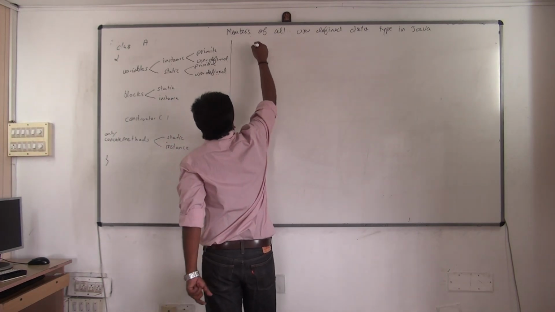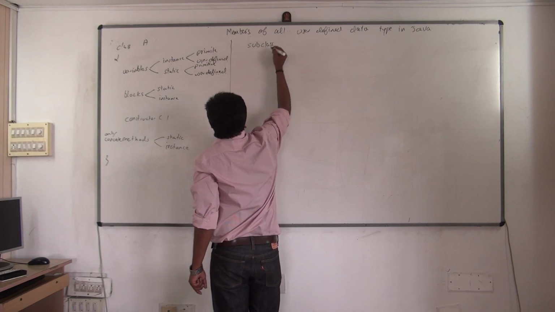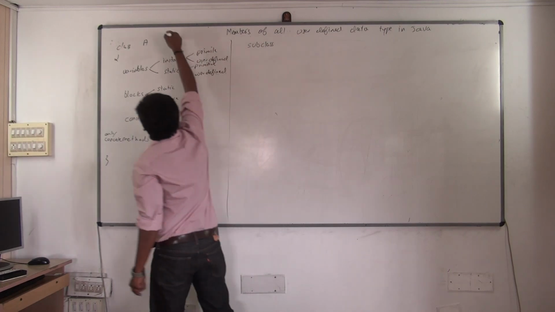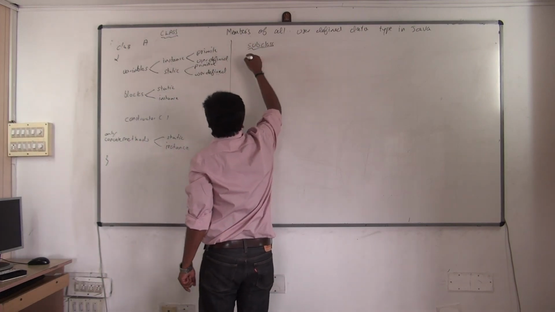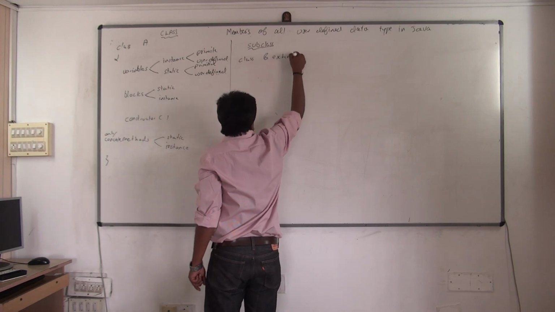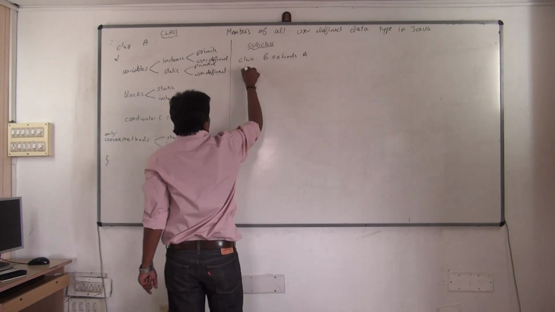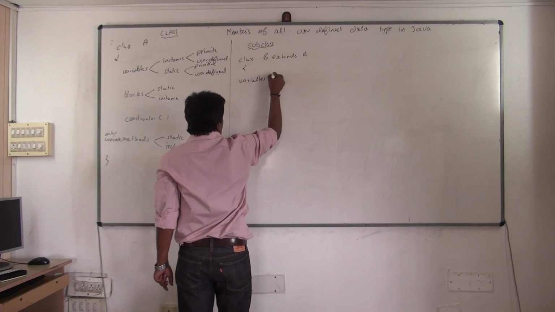Next, subclass. You know how to write a subclass now? This is class. This is subclass. How do you write? Class B, syntax. This is how you write. What are the members? Same story. Variables. What are the two types?